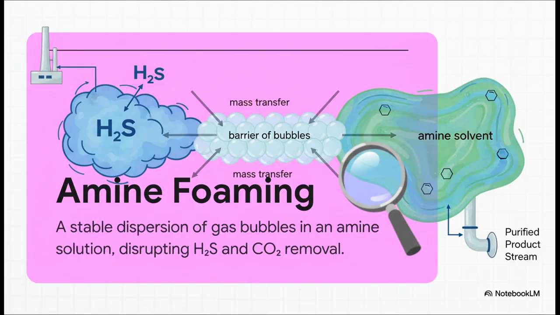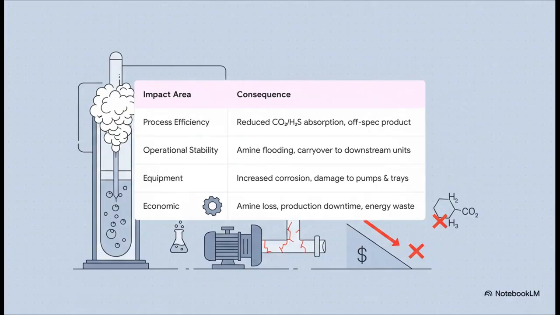The amine simply can't do its job, which is, of course, to strip out those acid gases and clean up the product. And the fallout from that failure? Well, it's a domino effect, and it's all bad. You're not just looking at reduced efficiency, you're looking at off-spec product, which is a huge financial hit. Operationally, you risk flooding the entire tower, which can then carry corrosive amine solution into downstream units where it absolutely doesn't belong. This damages equipment, you lose expensive amine, and worst of all, you're facing unplanned, costly downtime.